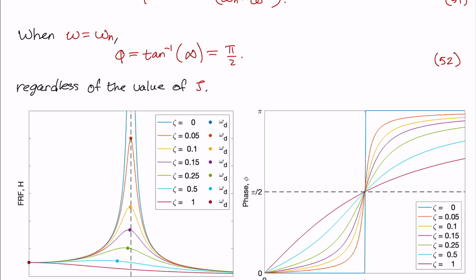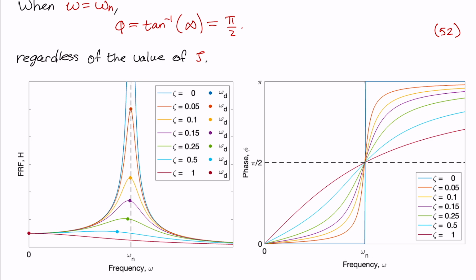All right, I'm going to scroll down a little bit. So what I've done here is I've plotted on the left the magnitude of the frequency response function, or what we call h here. And on the right, I've plotted the phase for varying damping. I've also plotted, at least on the left, what the damped natural frequency looks like. On these plots, the direction of increasing zeta is as follows. So that means the damping is going up. And down here, this is increasing zeta.